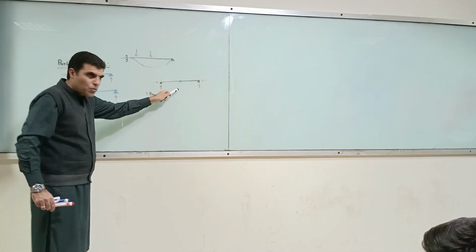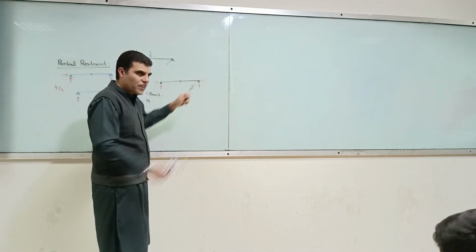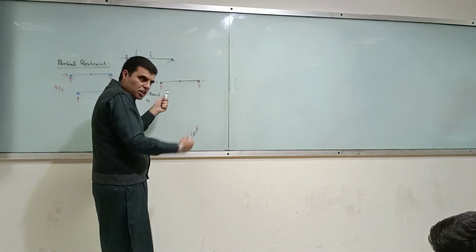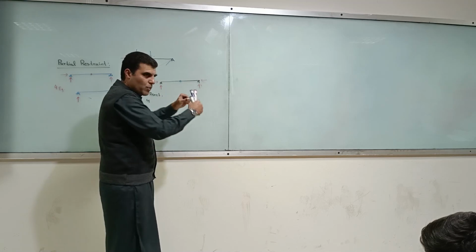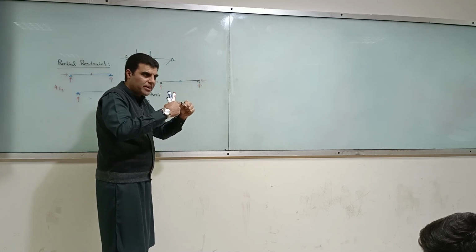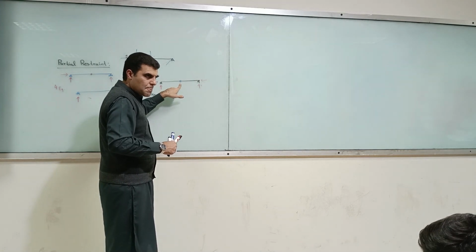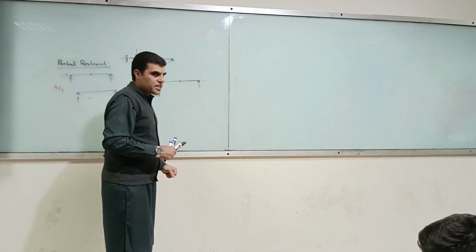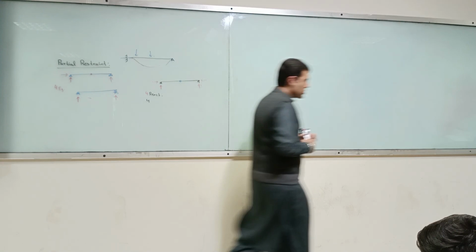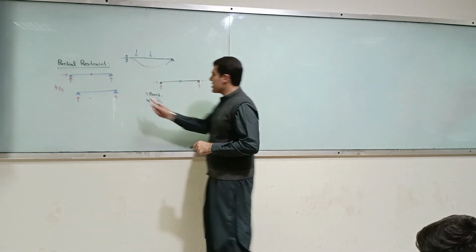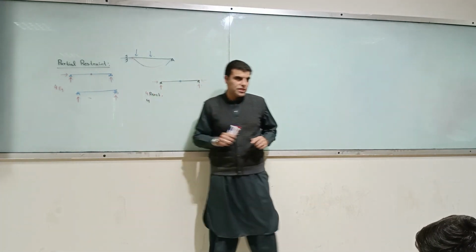This one is stable. Why? Because these two pins are providing restraint. So although this is like a link, you have provided one link, a link of a chain. So this is a link, but it is stable. Do you understand my point? Yes, sir. So this is not a partial restraint, this is a stable structure.